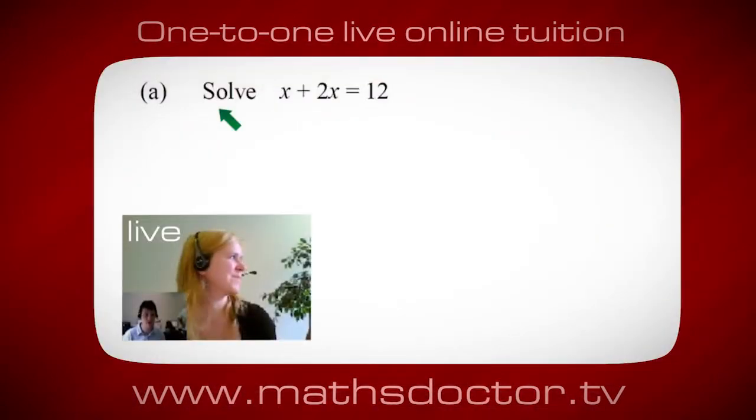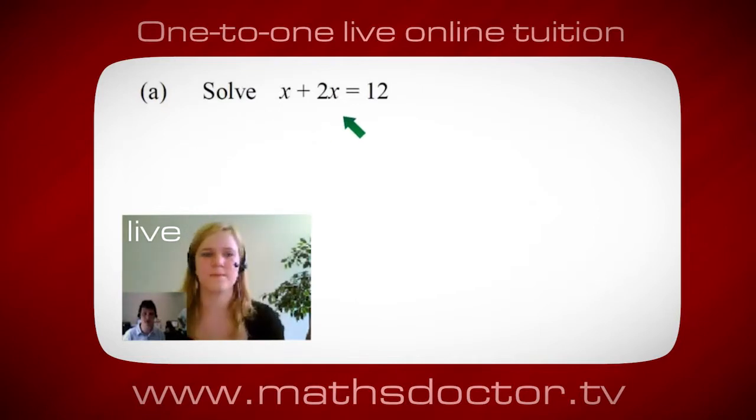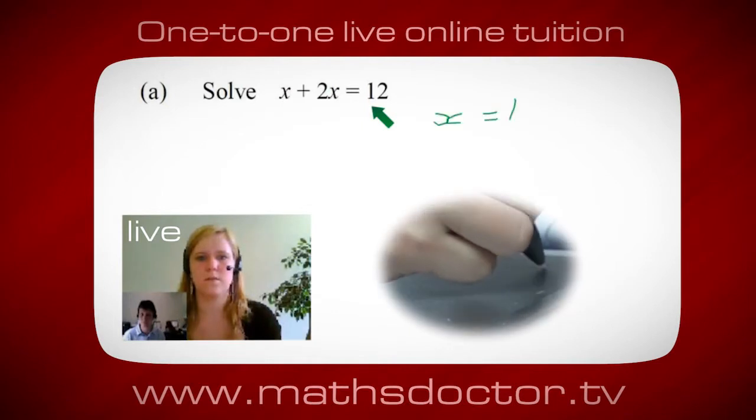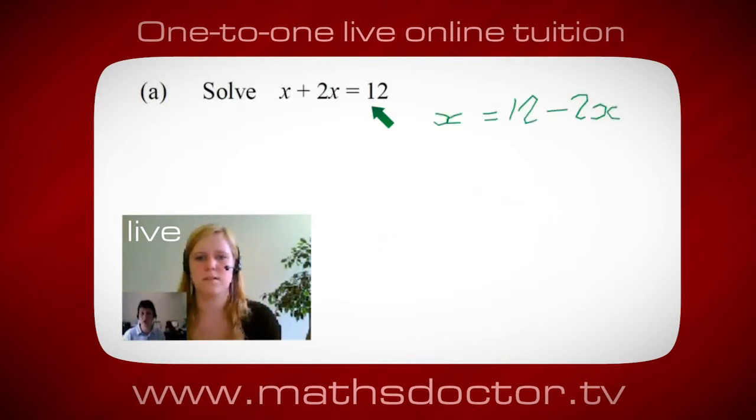Okay, Mary, let's have a look at this one. So solve x plus 2x equals 12. What do you think you do first? Okay, well, I want x on its own, so I would put x equals 12 minus 2x. A lot of the time we want to get x by itself, but what we want to do first is get all of these x's together.